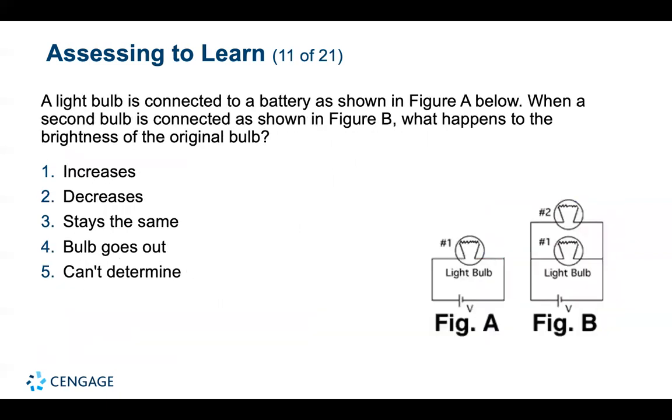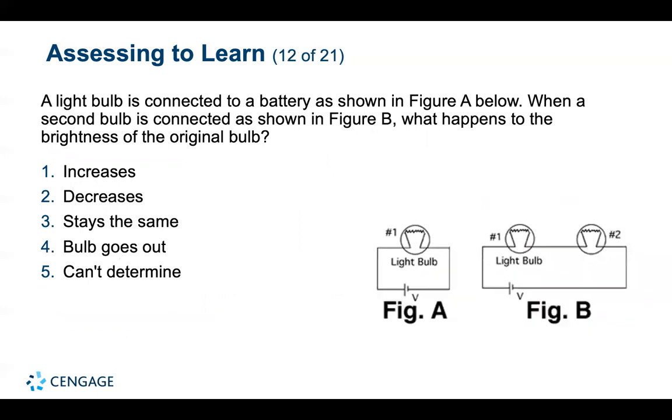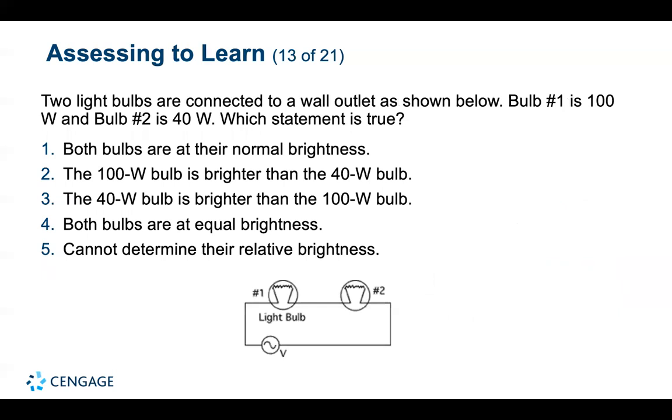A second bulb is connected to a battery as shown in figure A below. When a second bulb is connected as shown in figure B, what happened to the brightness of the original bulb? And the possible answers are 2, 3, and 4. A light bulb is connected to a battery as shown in figure A. When a second bulb is connected as shown in figure B, what happens to the brightness of the original bulb? And the possible answers are 2, 4, and 5. So I think we're seeing that there's more information that would be helpful to narrow that down.